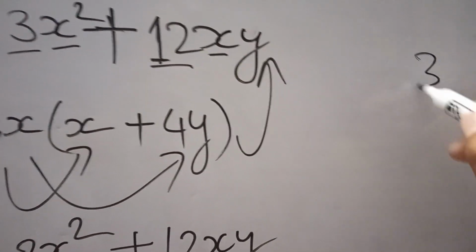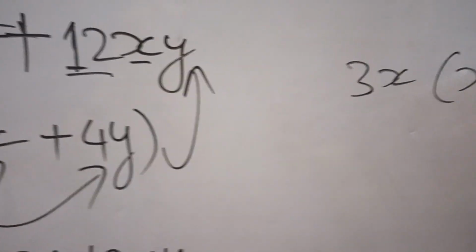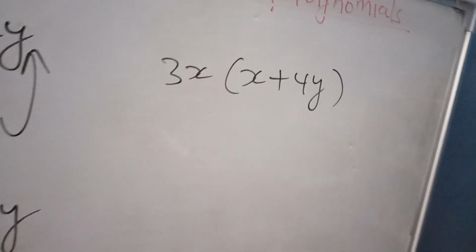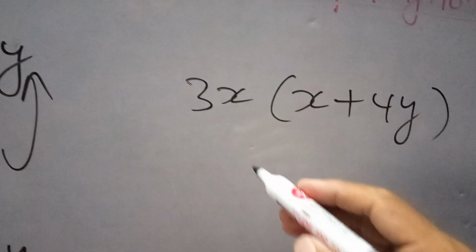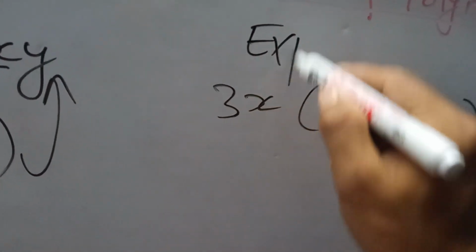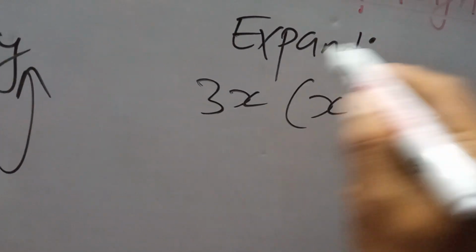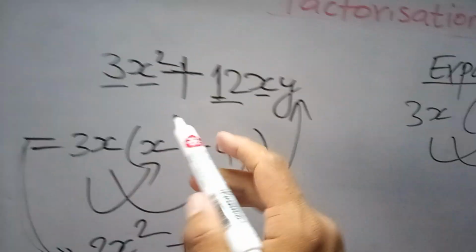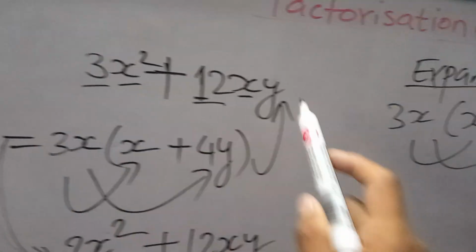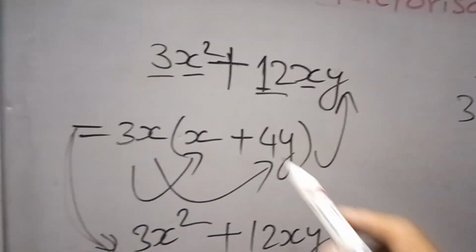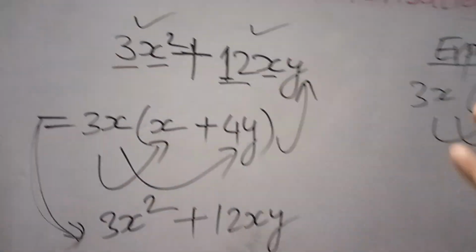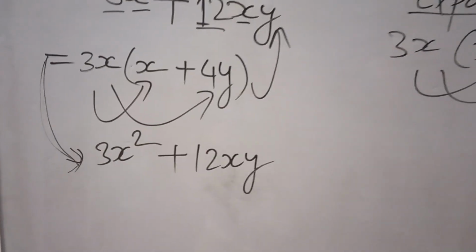So if you are given this question, 3x times x plus 4y, you might have learned this in 1B, 1A level. The question is expand. Now you multiply them one by one. While here you have an expression, and from the terms given there, you will be taking out the common factors.